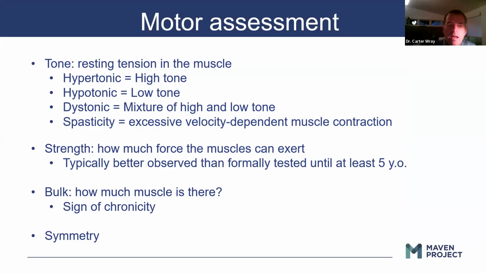But tone is something that you hopefully already have some feel for, because it's something you really need to actually hold the muscles in your hand and try and move them passively to see how much resting tension is there. And so tone can be high and tone can be low. So hypertonic, and lower is hypotonic. Then there can be a mixture where children have both high and low tone that we call dystonia.